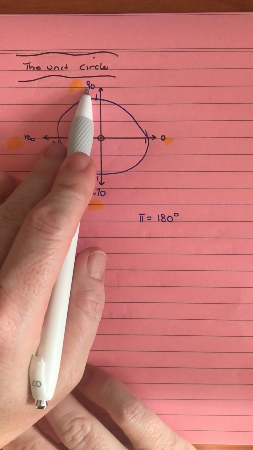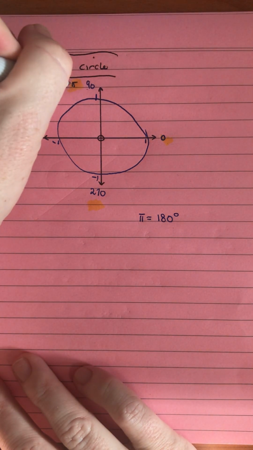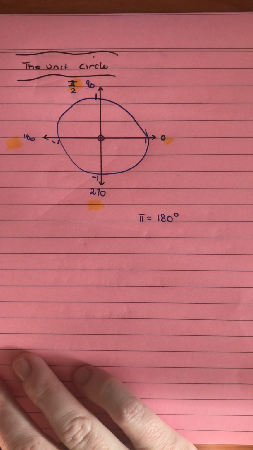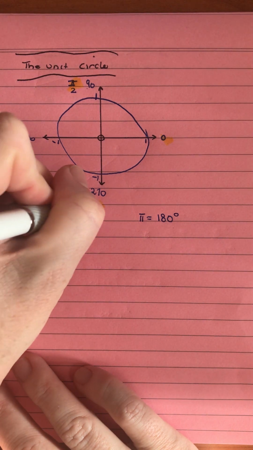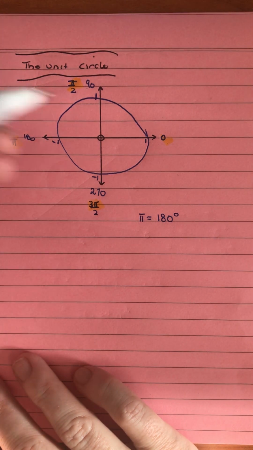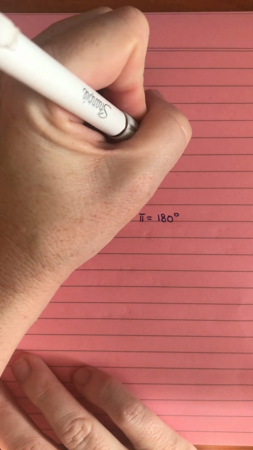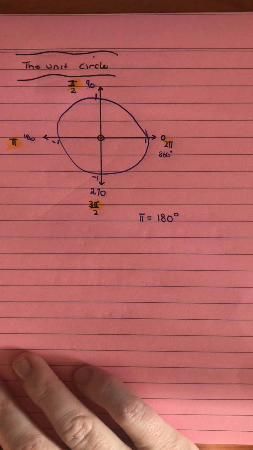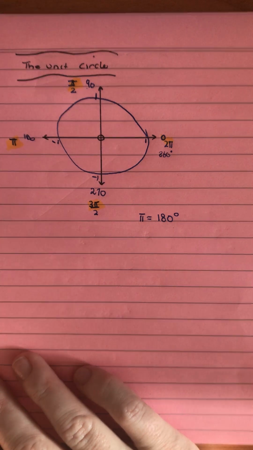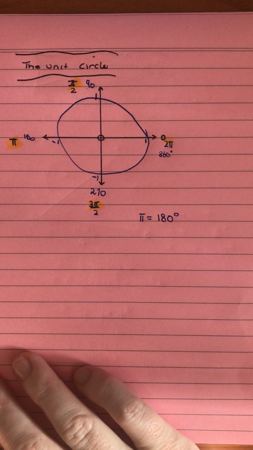So if we've got a 90, that's going to be pi on 2, because that's a half of 180. Over here at 180, we've obviously got pi. Down the bottom here, we've got 3 pi on 2. And then once we get back to 0, we've gone around 2 pi. We can also put a 360 there if we want our degrees. So knowing that and knowing how we set up the unit circle is very important when we're doing any unit circle type calculations or exact values.